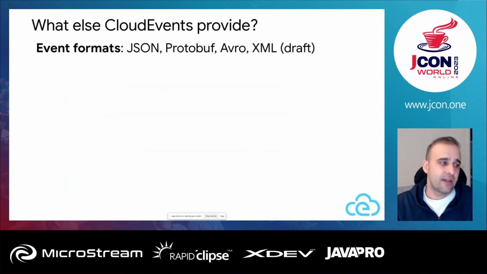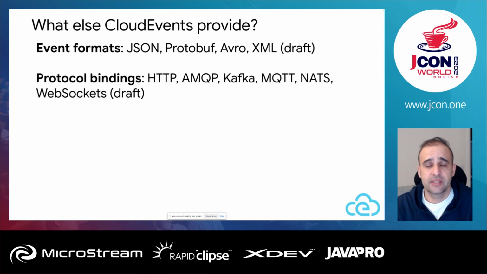Now, CloudEvent gives us the format, but it also gives us different formats. So you can use JSON by default, but you can use more efficient protobuf, Avro, and even XML if you wish. You can decide how you send the event over the wire. By default, it's HTTP. But if you're using AMQP, Kafka, or others, there are different protocols. Basically, they're called bindings that you can use.